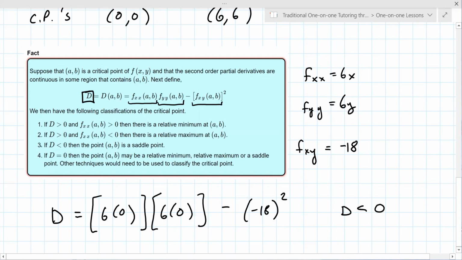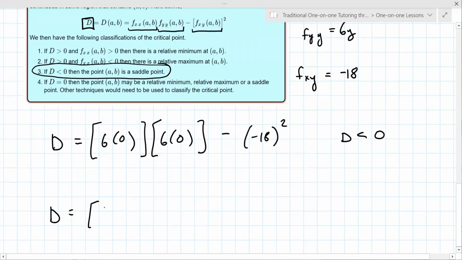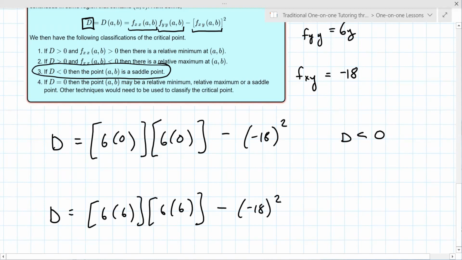So if D is less than 0, then it's a saddle point, which isn't what we wanted. Now we do it for 6, 6. So for 6, 6, it's 6 times 6, 6 times 6 minus 18 squared. Whatever that is, we'll get those numbers. It's 36 times 36 minus 18 squared.